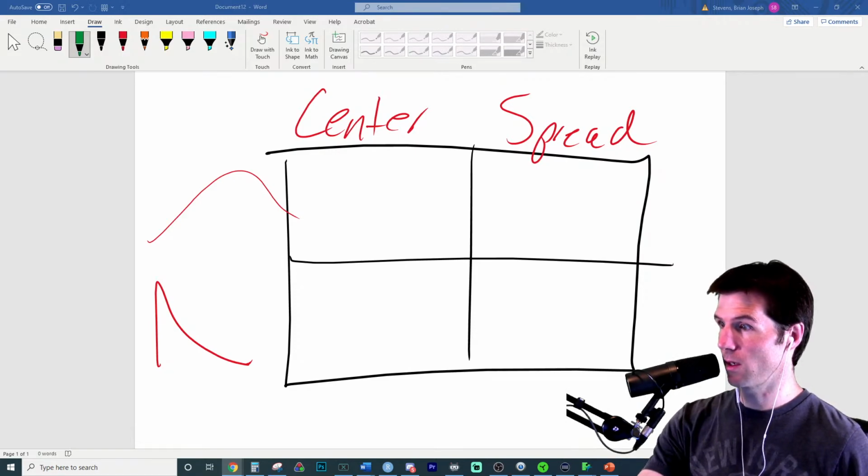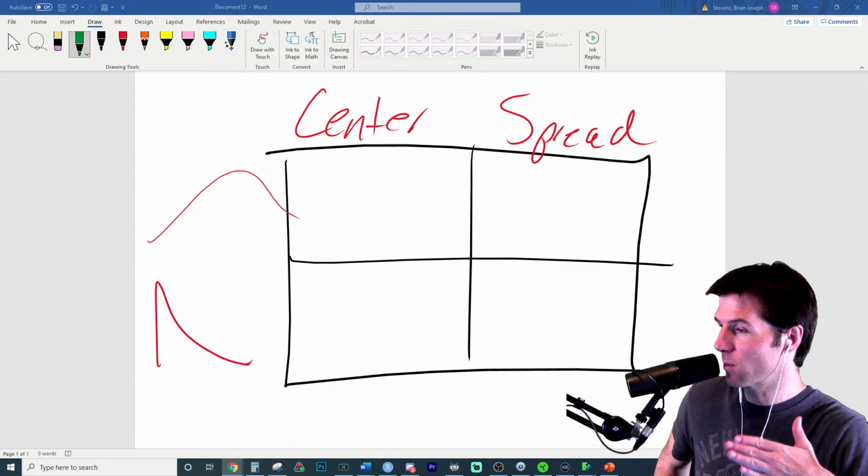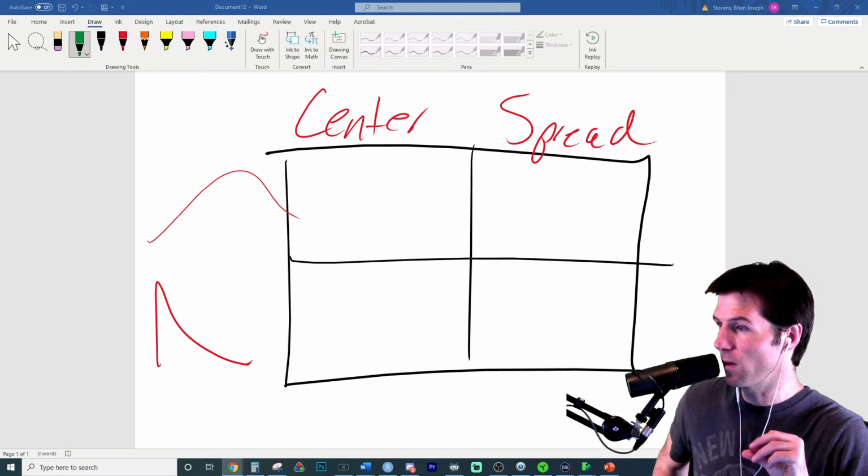What is the best measure of center if the data is skewed? Skewed means it's just like pulled in one direction, like that's right skew right there. So what would be the best measure of the center, which is the middle of the data, if the data is skewed? If the data is skewed, the best measure of center is going to be the what?